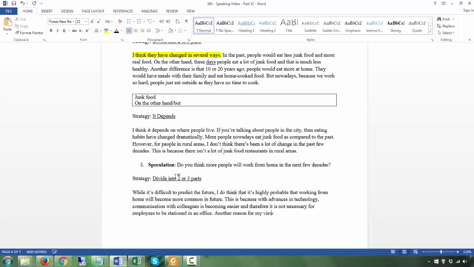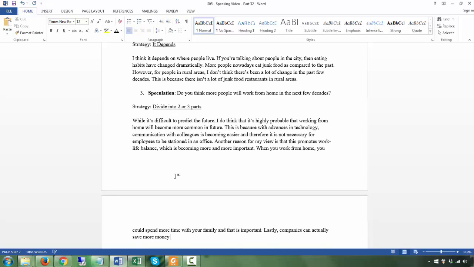Another reason for my view is that this promotes work-life balance, which is becoming more and more important. When you work from home, you could spend more time with your family, and that is important. Lastly, companies can actually save more money, as there will be fewer expenses in terms of electricity bills and office space rentals. Therefore, I do think there's a great possibility of working from home becoming more popular in the future. All right.